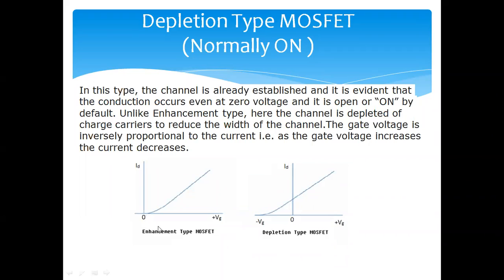If you talk about this enhancement type, you can clearly see at zero voltage, the current is also zero. There is no value for current. When voltage slightly increases, then the current starts flowing, right?